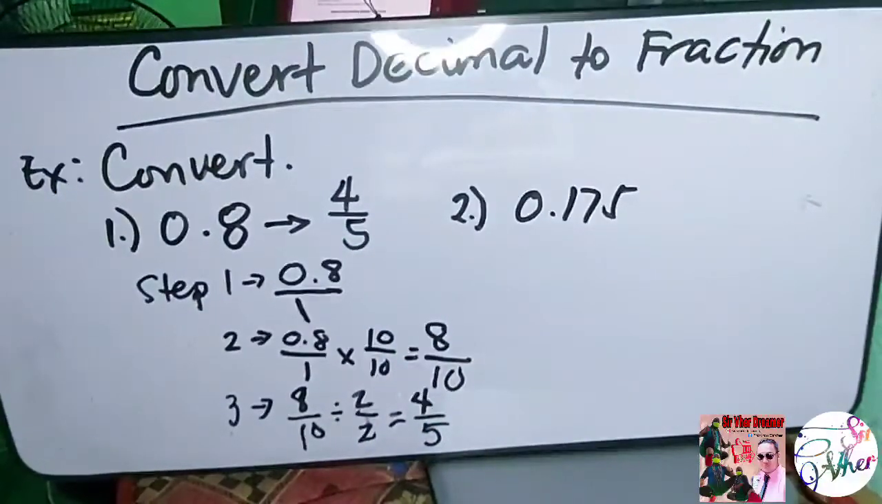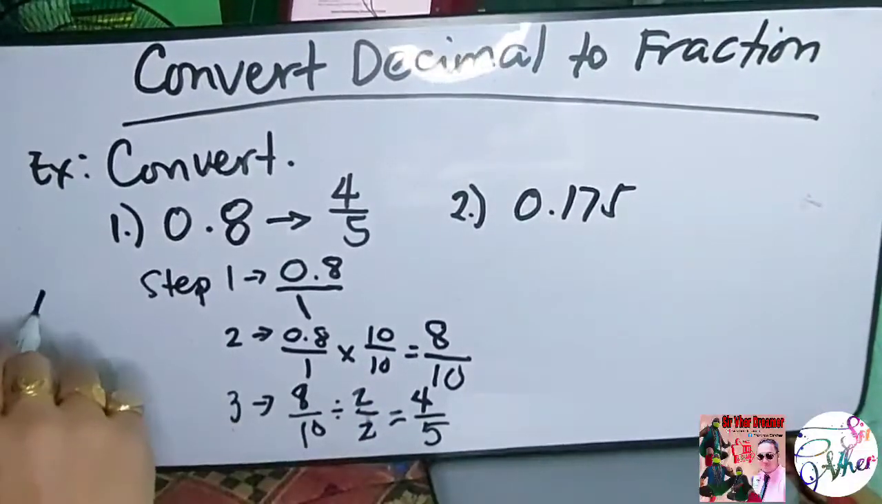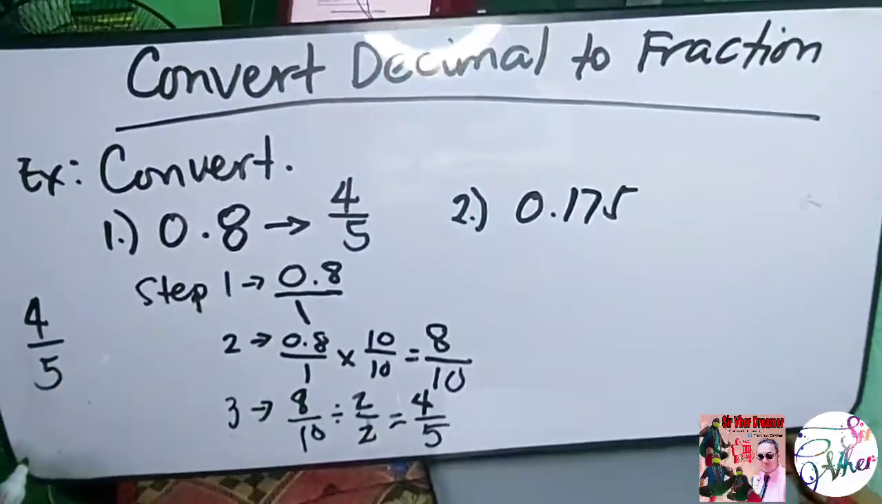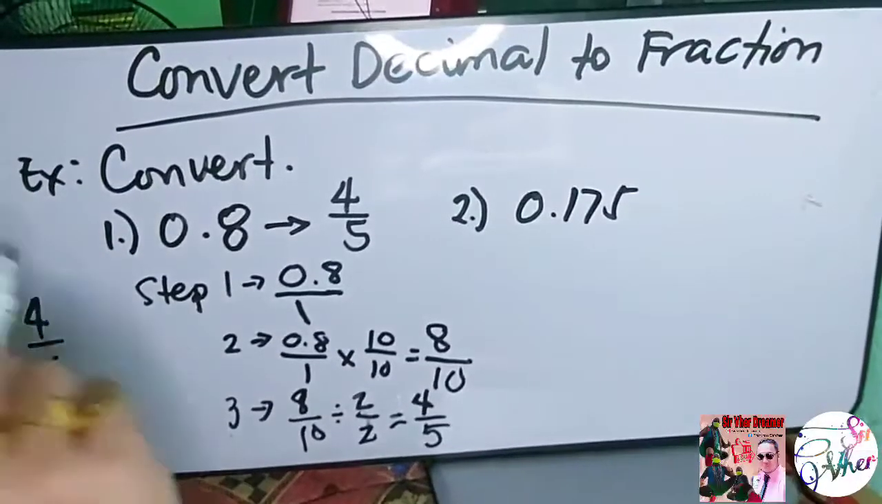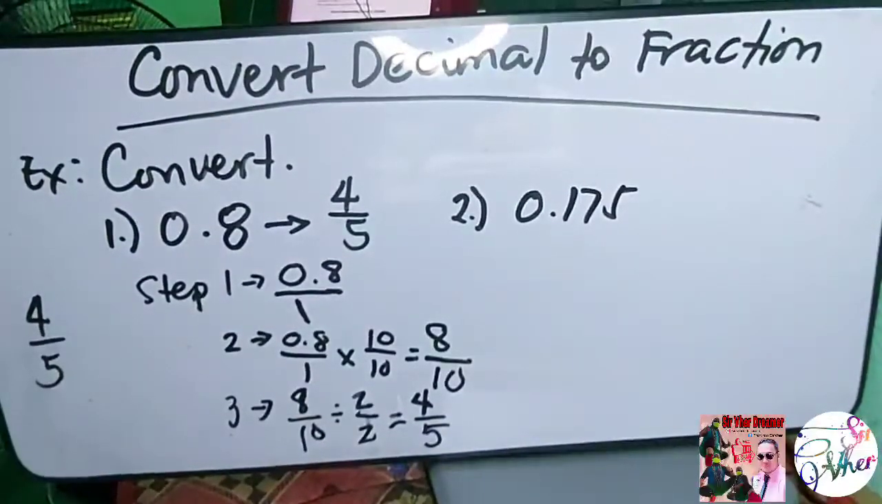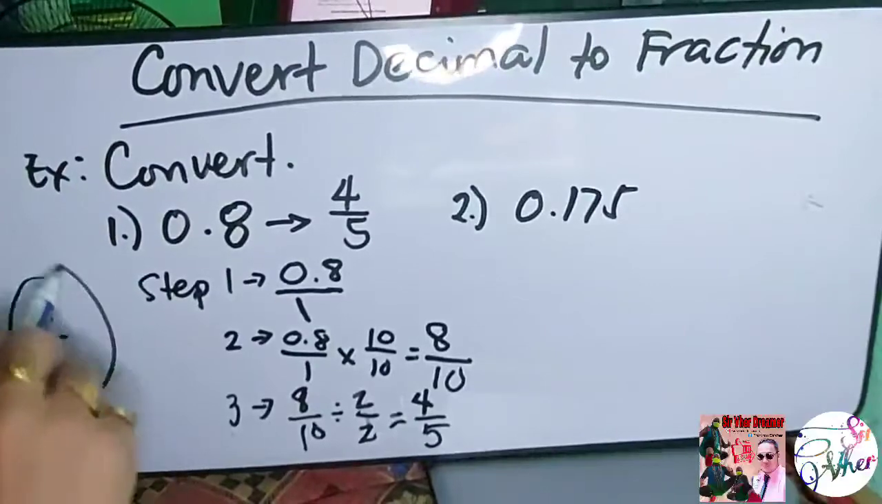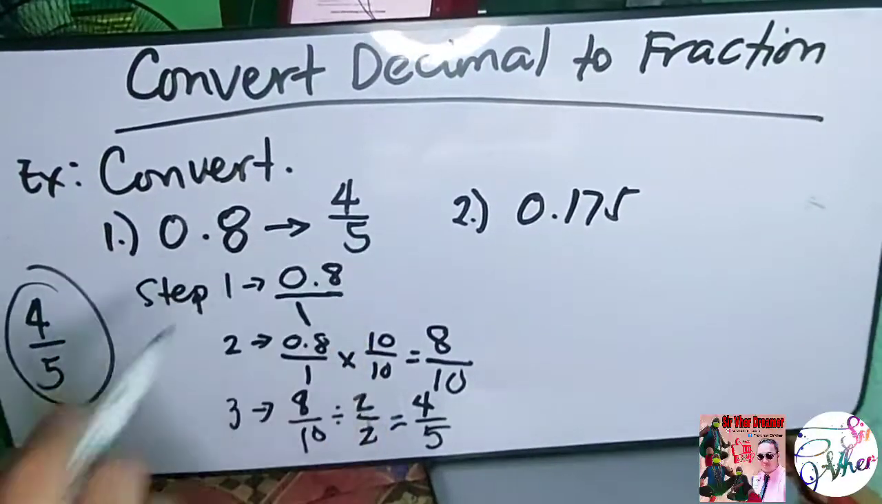Did you get it? By the way, how will you know that a fraction is already in the lowest term? 4 over 5. Is it in the lowest term? How are we going to know? To make sure that the answer is in the lowest term, there are no other factors of the numerator and denominator but only 1. Only 1 is the remaining number that can divide both numerator and denominator, so you can be sure your answer is in the lowest term. So 0.8 is 4 over 5 in fraction.